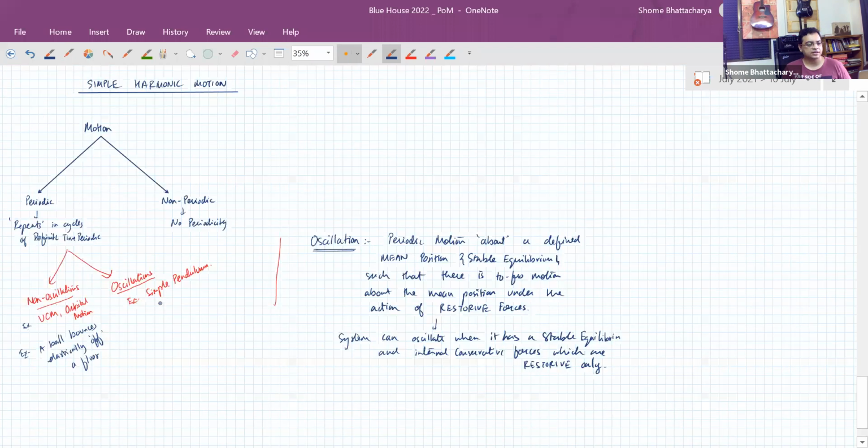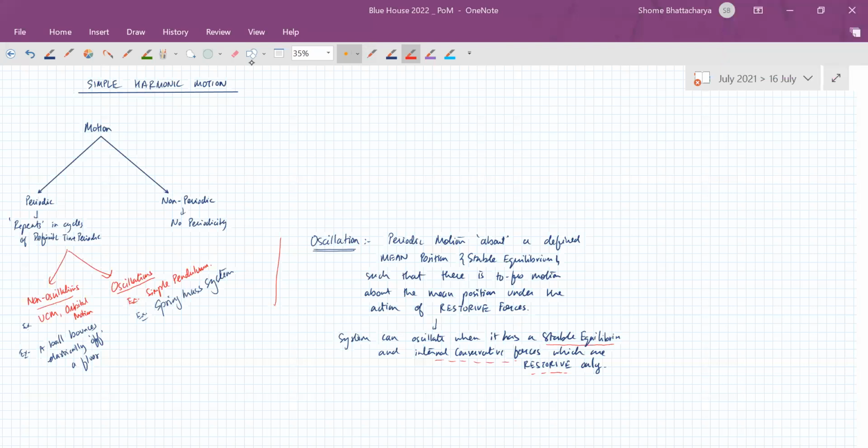But any oscillation, like a spring mass system, you can see that it has a defined stable equilibrium position, and the system has internal conservative force which is doing the job of the restorative force. So that is the necessary and sufficient condition for oscillation: there should be a stable equilibrium position first of all, and with respect to that stable equilibrium position, the internal conservative forces must be doing the job of the restorative force. Okay. So just make a quick note of this point.